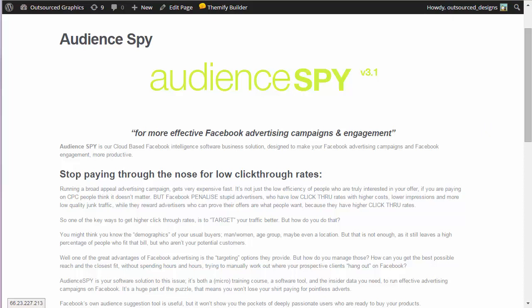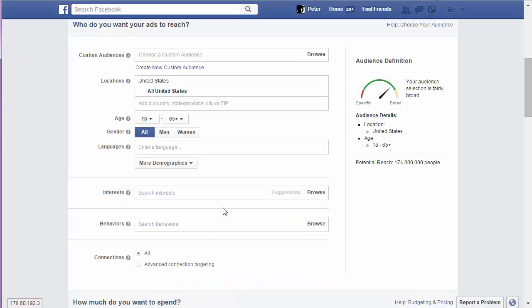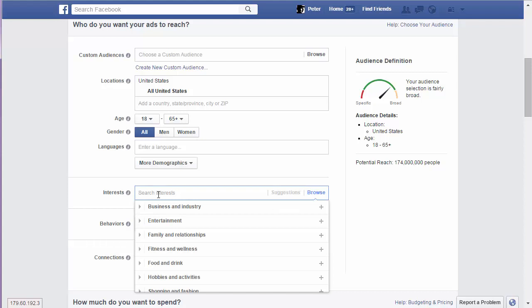If we have a look at the normal Facebook ad interface, we can see that if we're just looking at people in the United States of all ages, we've got 174 million people that we could reach. You might know that your target audience are men or women, maybe a certain age, but that's still not going to really drill it in. So let's say that we're in the CrossFit niche.